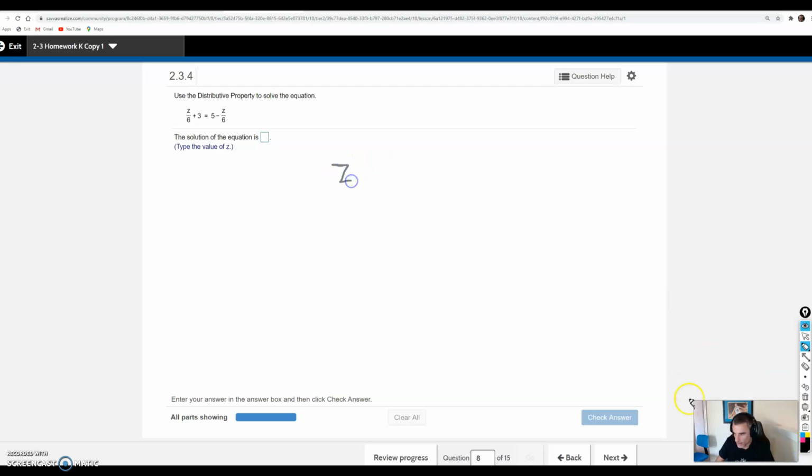Why is it coming out that color? Oh, I'm using the highlighter. So I have z over 6 plus 3 is equal to 5 minus z over 6. Okay, notice that I have two fractions, but both of the denominators are 6.